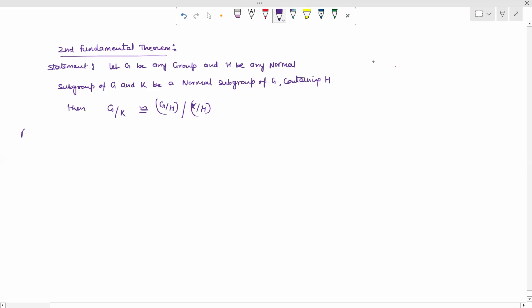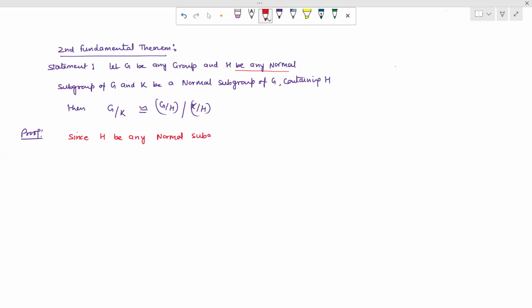So we shall prove this theorem. Now for proving this theorem, we know that H is a normal subgroup of G. Since H is a normal subgroup of G, it means x inverse h x belongs to H, where x belongs to G and h belongs to H. So when H is a normal subgroup of G, then G/H is a quotient group.